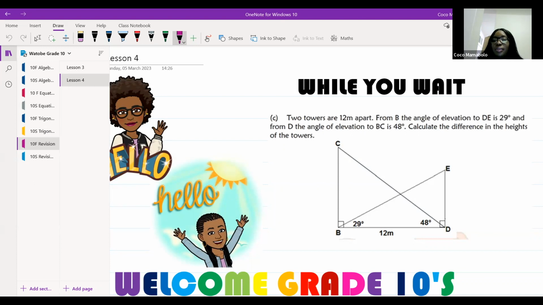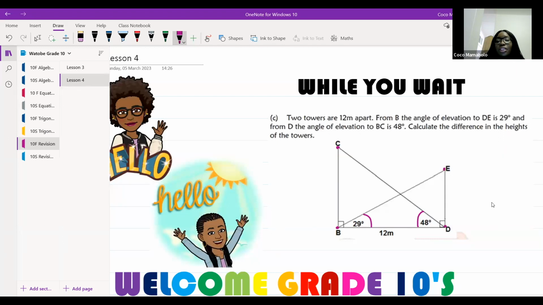Then it says, from B, the angle of elevation to DE is 29 degrees. And here it is, they've thrown it in here for us. And from D, the angle of elevation to BC is 48 degrees. Calculate the difference in heights of the towers.